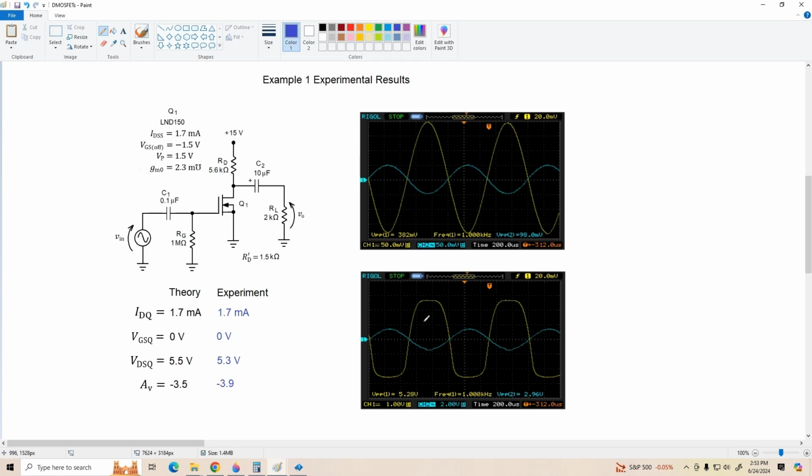You can calculate these values on your own. I'll leave that to you as an exercise. And it's a pretty decent amplifier, very easy to design and set up. So you know, that's probably the most common configuration for a Class A small signal amplifier using a depletion mode MOSFET. So let's go do another example.